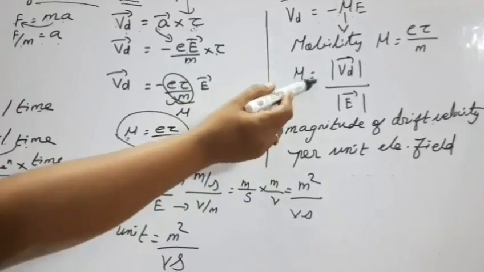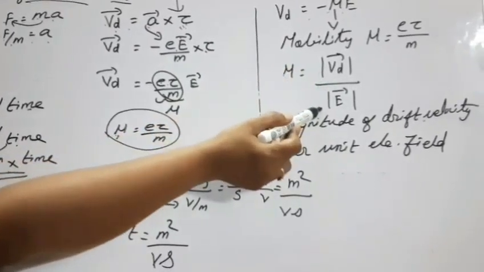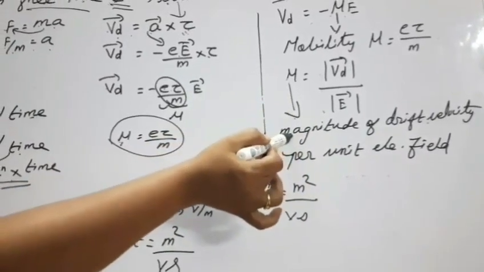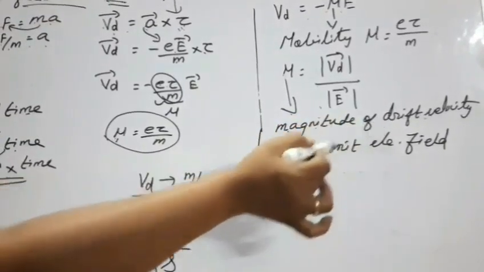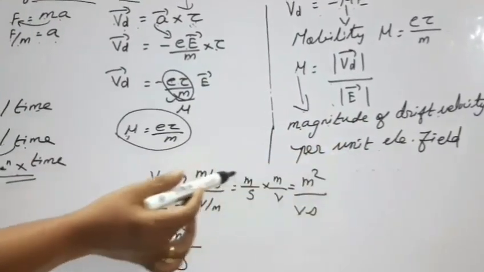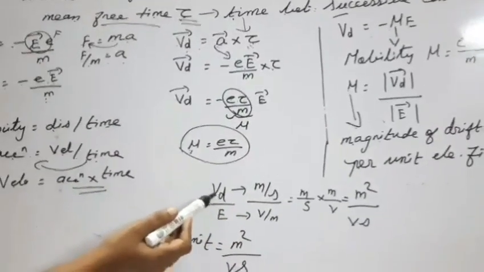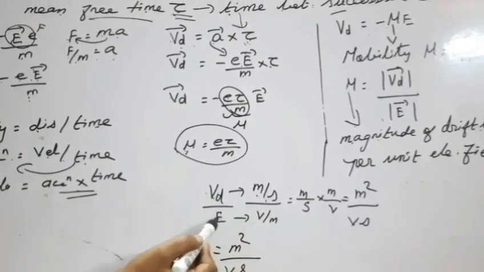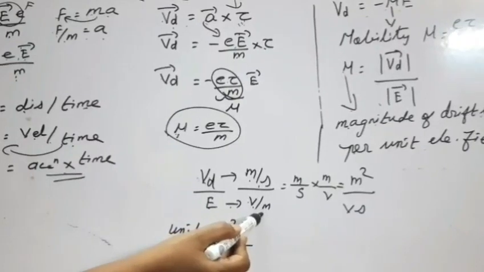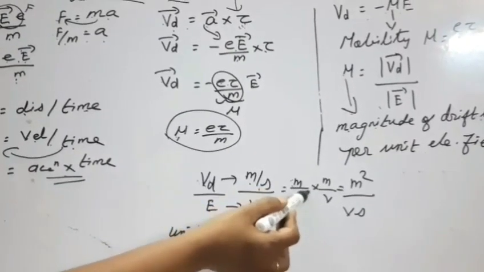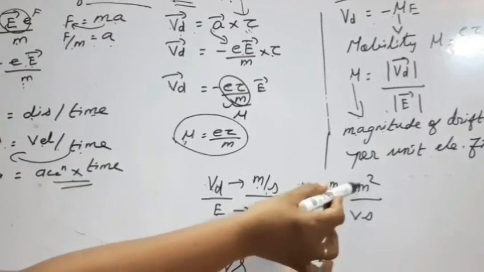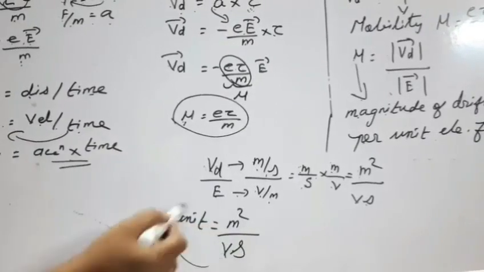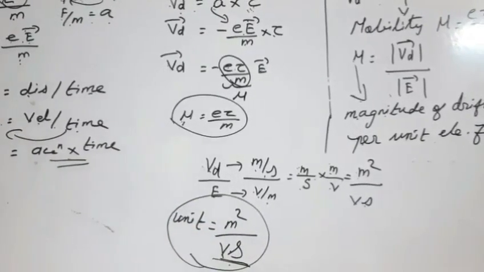So, mu is written as modulus of vd vector by modulus of E vector, and mobility we define as the magnitude of drift velocity per unit electric field. This is known as mobility. The unit of mobility we have to write. The velocity, we know, in the numerator is meter per second, and the electric field is volt per meter, so when we rearrange it, m by s into m by V, therefore m square by Vs, so the SI unit of mobility is meter square divided by volt second. So this is known as the mobility.